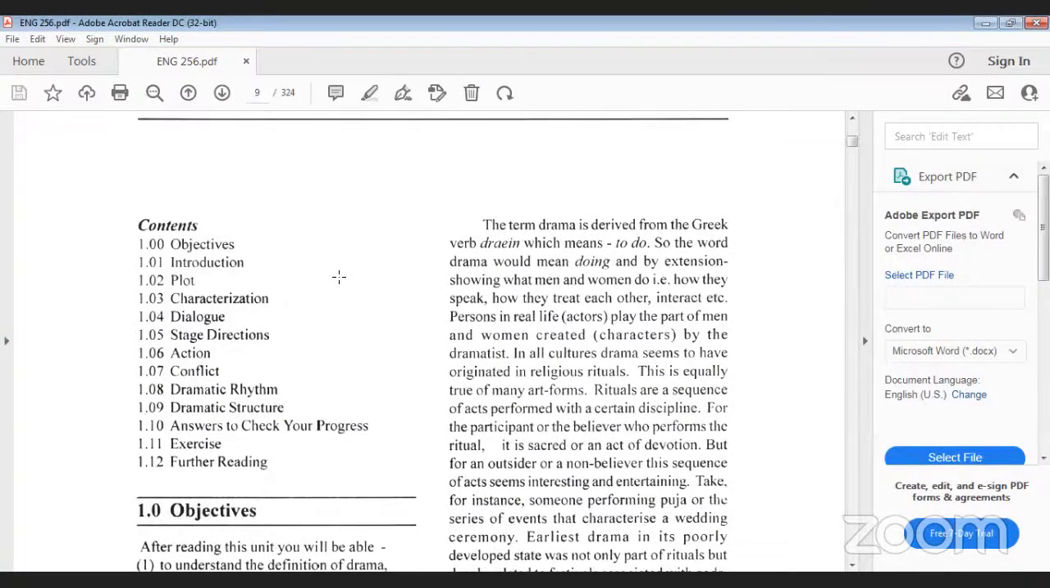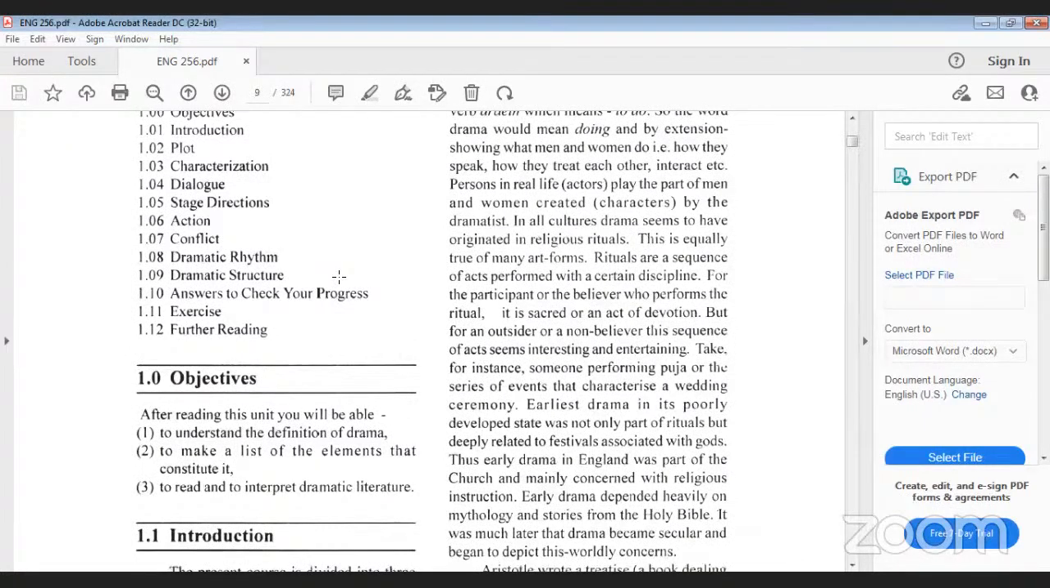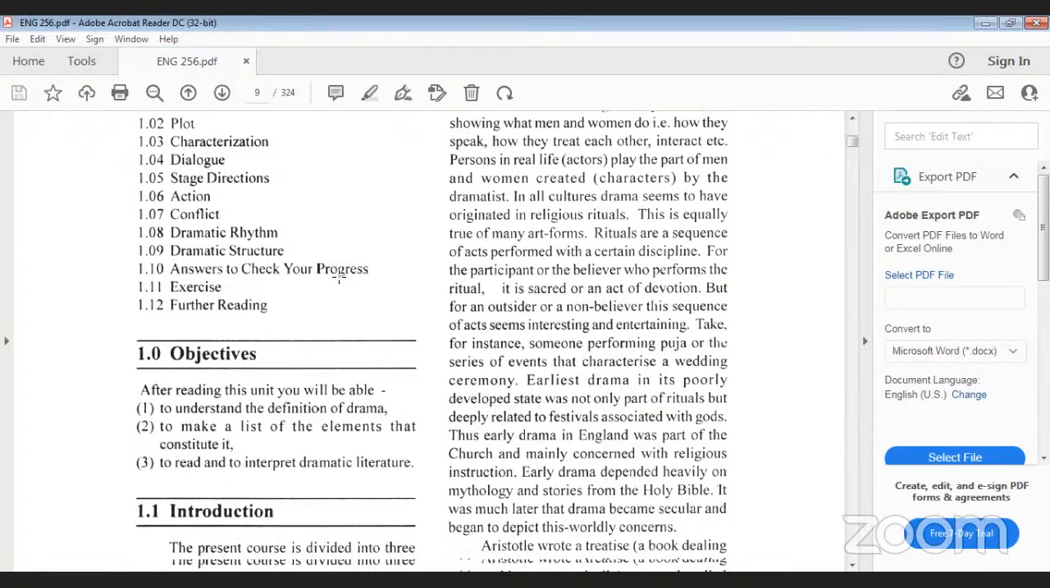Objectives. In this unit's objective, after reading this unit, you will be able to understand the definition of drama, to make a list of the elements that constitute it, which we are going to see while learning the drama section, and to read and interpret dramatic literature: how literature is used while making a drama, how drama is read, and how it is interpreted.